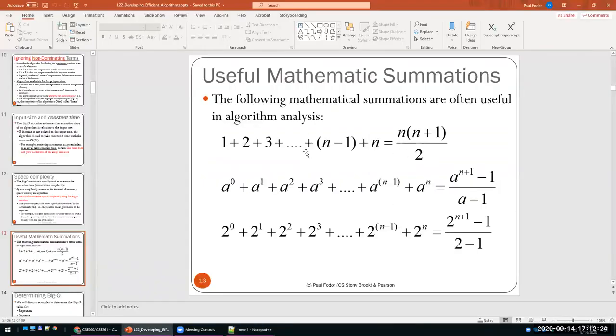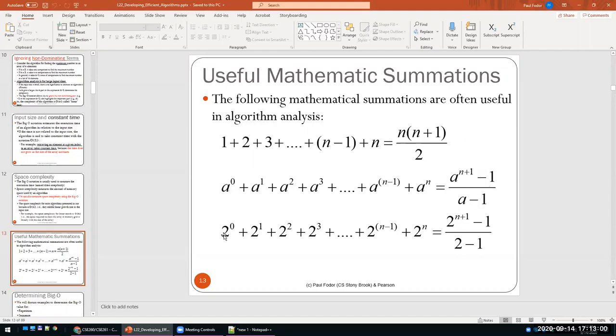So this is a standard mathematical sequence that is going to be used for many algorithms. Another interesting mathematical sequence are the geometric sequences. Let's start with the general case. You have a as a value, and then you have powers of a: a to the power 0 plus a to the power 1 up to a to the power n. The sum of those is a to the power n plus 1 minus 1 divided by a minus 1.